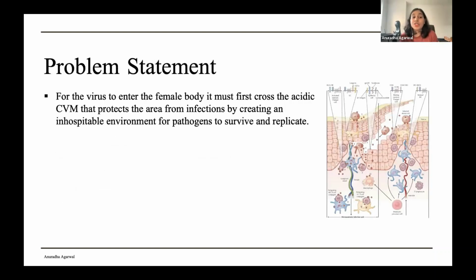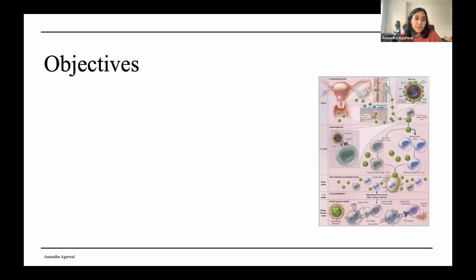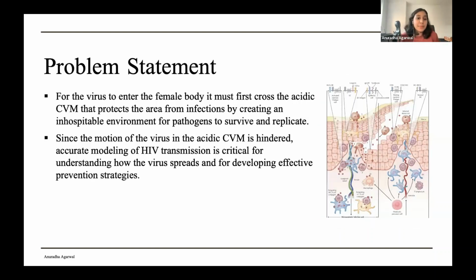So as I mentioned earlier, for the virus to enter the female body, it must first cross the acidic CVM that protects the area from infections by creating an inhospitable environment for pathogens to survive and replicate. Since the motion of the virus in the acidic CVM is hindered, accurate modeling of HIV transmission is super critical for understanding how the virus spreads and for developing effective prevention strategies.